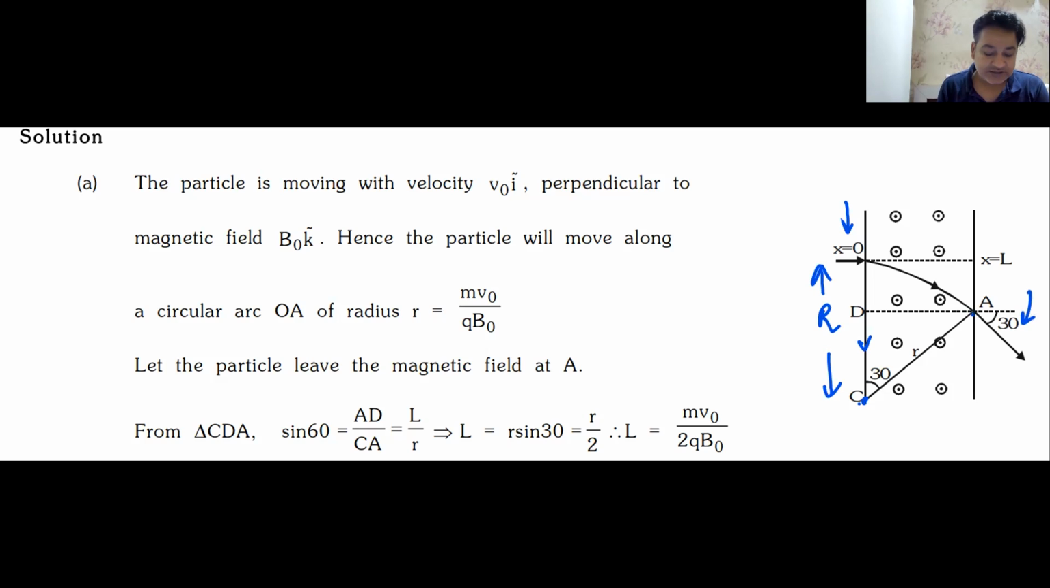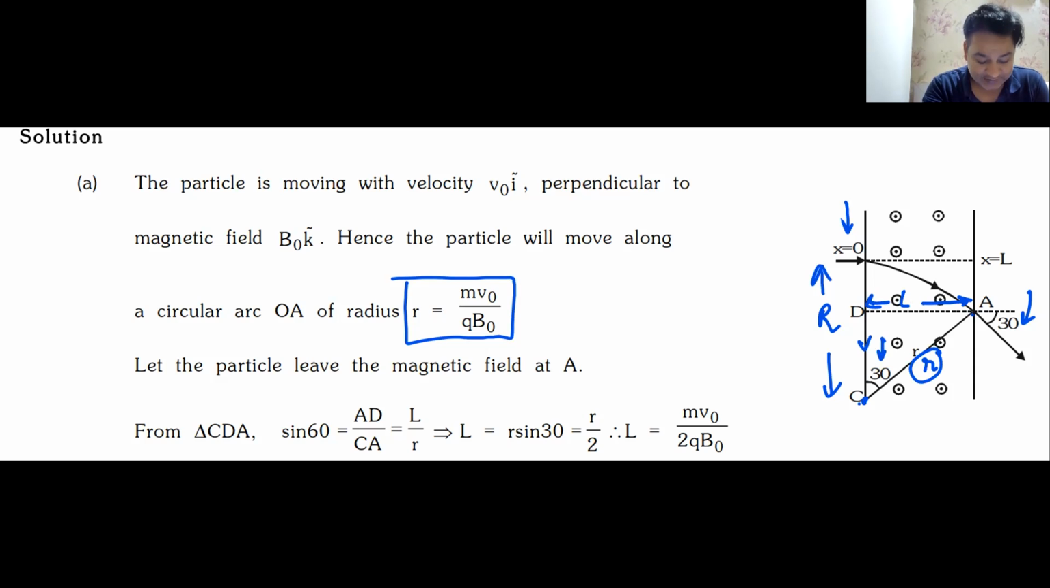This angle is 30 degrees. The radius of this arc is mv by qB. Then it is simple plane trigonometry. This angle is 30 degrees, so this angle is 30 degrees. This is r. This is L. You can calculate the relation between r and L. Yes or no? Got this? Remember, this is a simple question of what? A simple question of uniform circular motion.